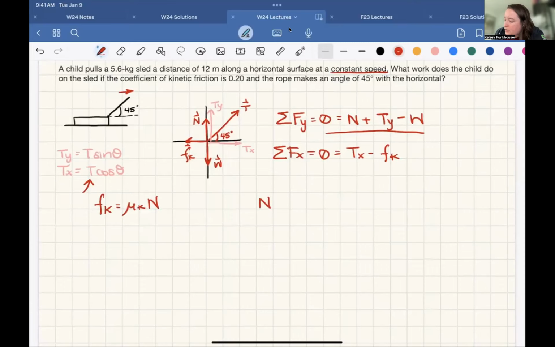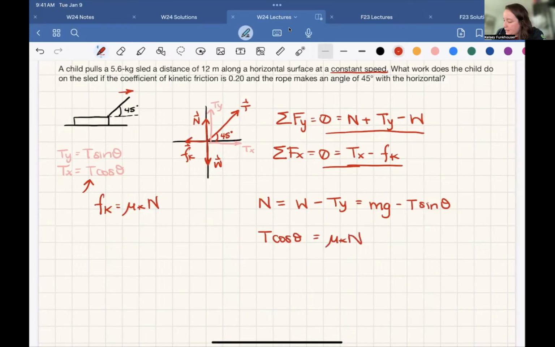So I'm going to add the weight to both sides and subtract the y component of the tension from both sides. We end up with the weight minus the y component of the tension, which is also mg minus T sine theta. Okay, so we have a value for the normal force. Let's rearrange this equation, and I'm just going to add the kinetic friction to both sides. So we end up with T cosine theta equals mu k times the normal force.